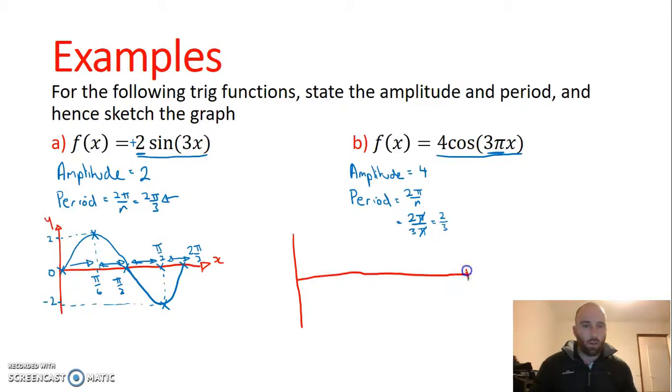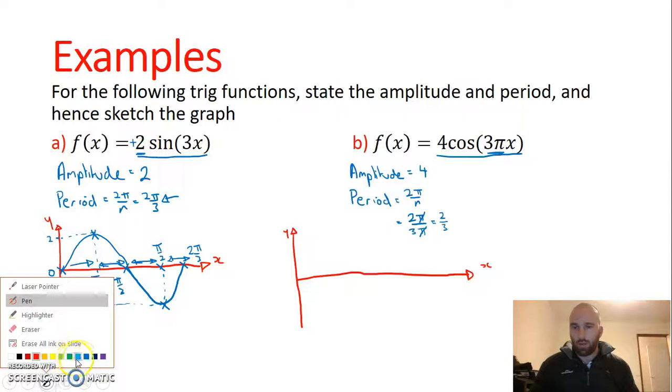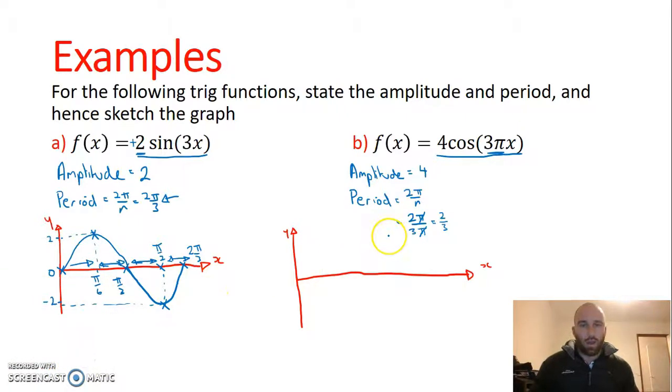A little bit wonky, but I'll get better at this. Okay, so we've got the y, got my x. Okay, so I'm going to go black to my blue. So what features did we have with cos?